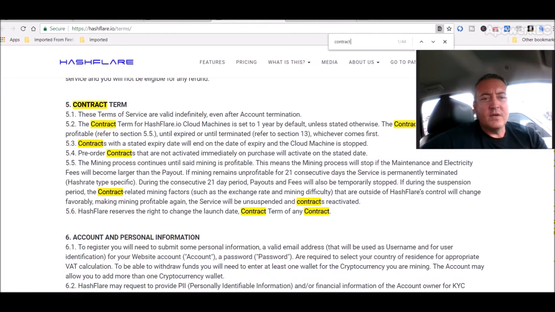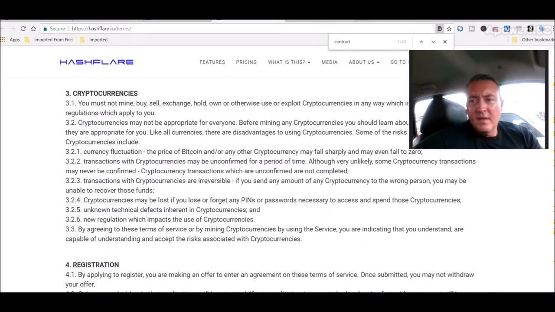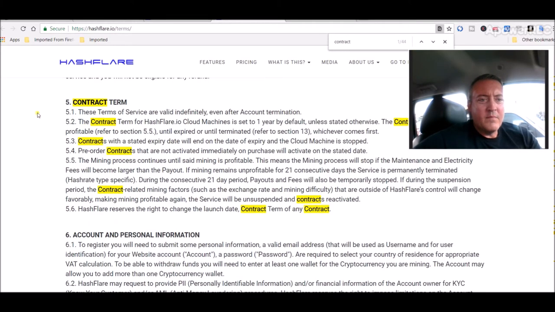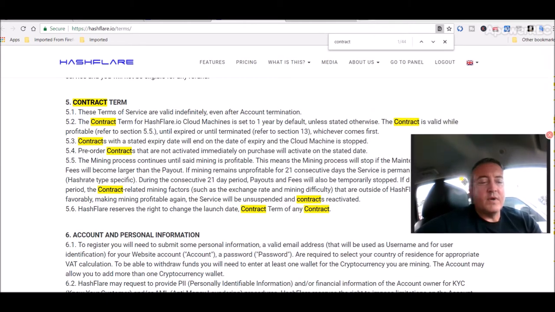So let's head over to their terms right here, which I actually had to Google and do a pretty good search to find. So they kind of don't want you to see this, I'm guessing. All right, basically what I'm interested in is right here, 5.2 and 5.5. The contract term for Hashflare.io cloud machines is set to 1 year by default unless stated otherwise. The contract is valid whilst profitable. Refer to section 5.5. Until expired or until terminated, refer to section 13, which basically just goes over if you're using your account inappropriately, trying to hack their system, they'll terminate you. If you're not logging in for a certain period of time, 6 months, they can terminate you, etc.